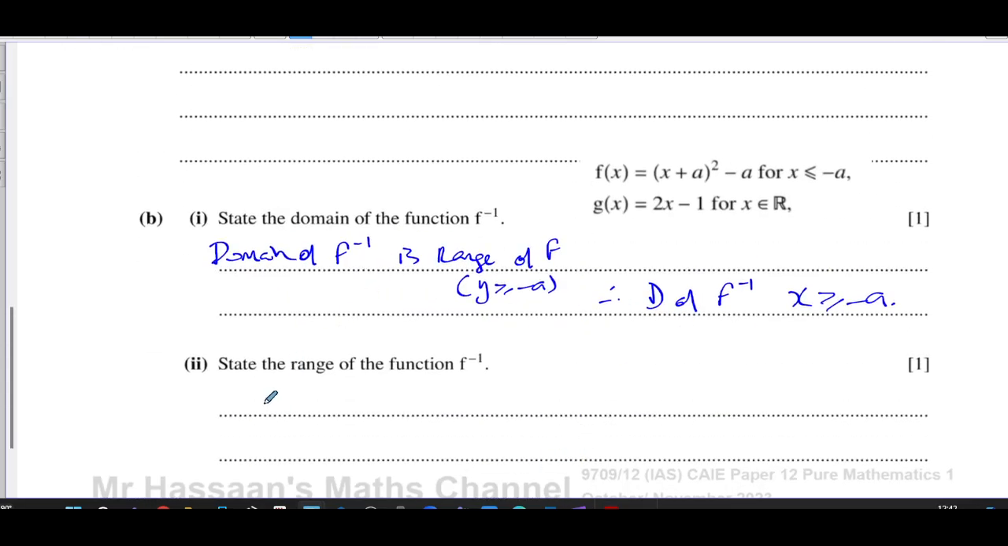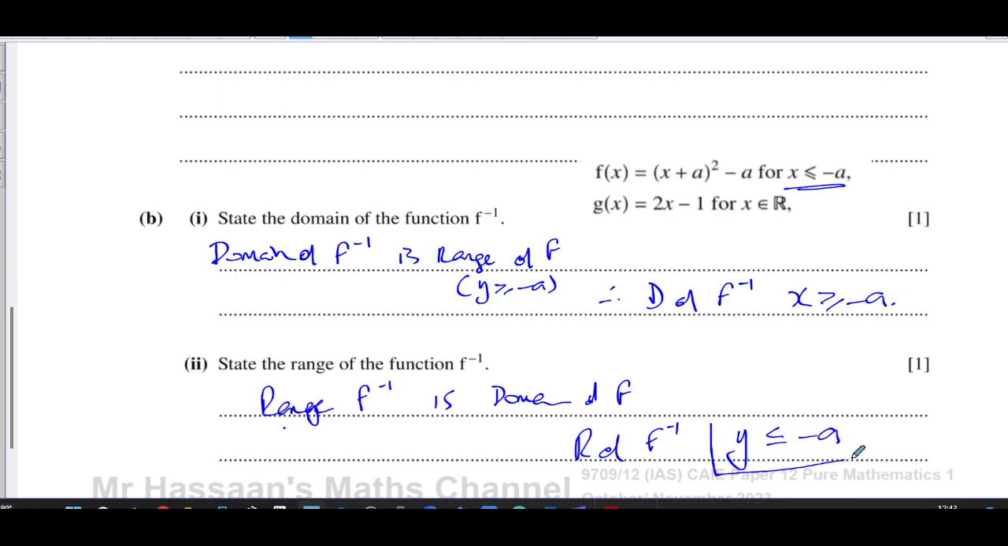Now, the range of the inverse function is the domain of the original function, which we already told is x is less than or equal to a. But because we're looking for range, the range of the inverse function is written as y. We say y is less than or equal to negative a. So that's the range of the inverse function, and that's the domain of the inverse function.